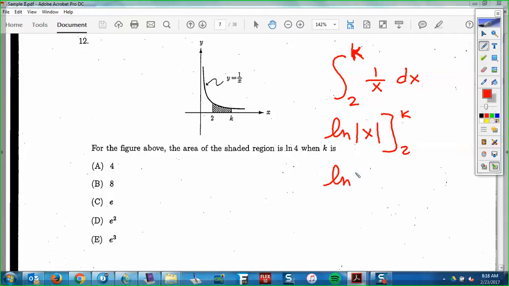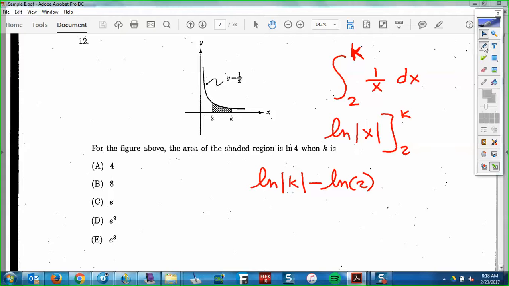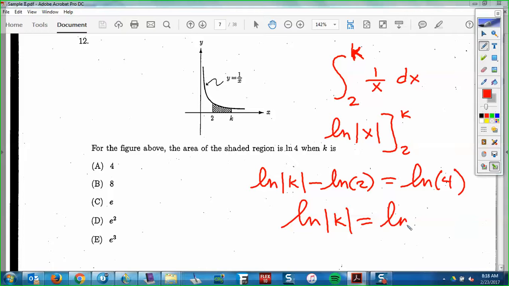Put in k, ln k, which we know k is positive from the picture, so I really don't have to worry about the absolute value bars, minus ln 2, and I know that equals what? ln 4. So ln k would equal ln 4 plus ln 2, right?